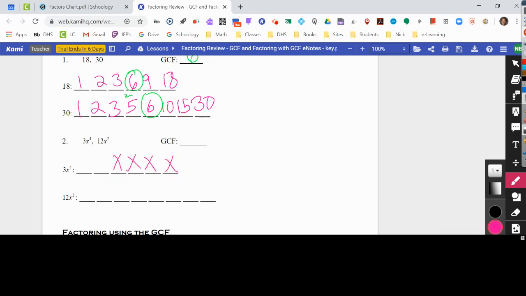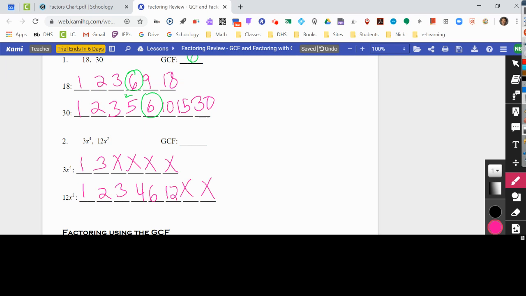And you guys are doing a really nice job of listing out these x's and all the numbers here. So we have 1 times 3, and then x, x, x, x. And then for 12x squared, we have x and x. And my factors of 12 are going to be 1 times 12, 2 times 6, and 3 times 4.